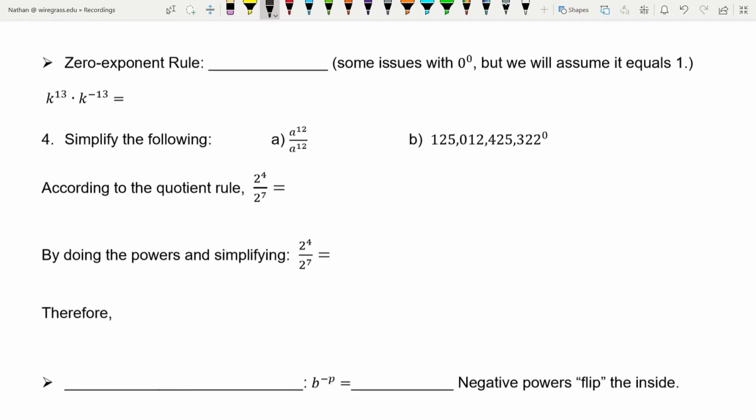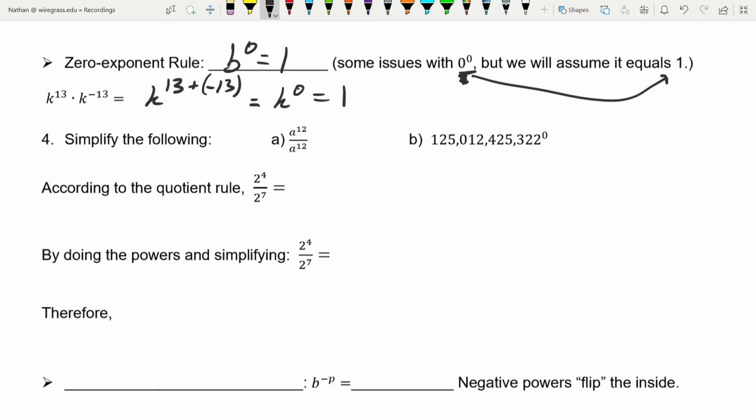All right, zero exponent rule. This says b to the power of 0 equals 1. It's always going to be the case, even with 0 to the 0. There is some controversy about that, but we're going to assume it just equals 1. So 0 to the 0 power, b to the 0 power, anything to the 0 power equals 1. Here I have two like bases multiplying, so I'm going to add the exponents. Plus a -13 is the same thing as minus, so 13 minus 13 is 0. And it doesn't matter what k is. It's always equal to 1. Give it a try in number 4.